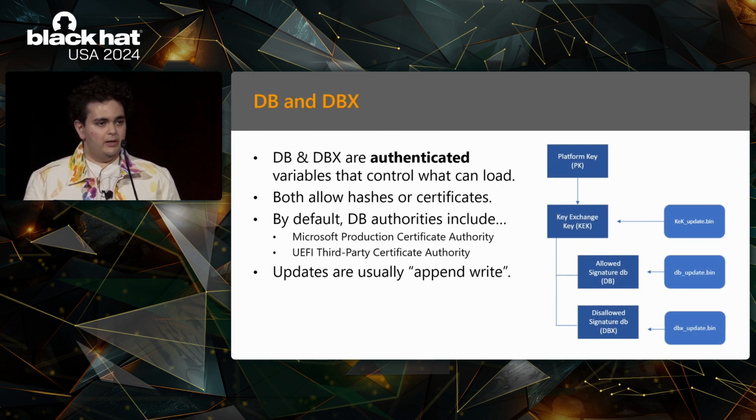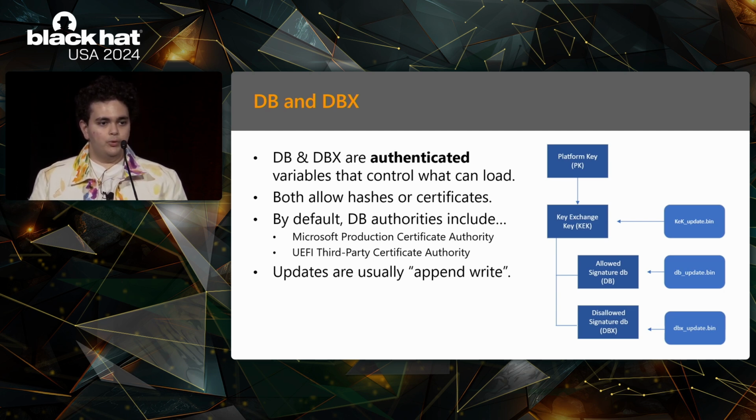The really interesting part about DB and DBX, and also the other certificate variables, is that they're authenticated. They control what you can load and allow hashes or certificates. So I can include a hash of an image that I want to allow to load on my machine, or I can load the Microsoft CA, for example, into DB, and that'll control that any Microsoft image will be allowed to load. By default, the certificate authorities that come with a default Windows machine include the Microsoft Production CA and also the UEFI third-party CA.